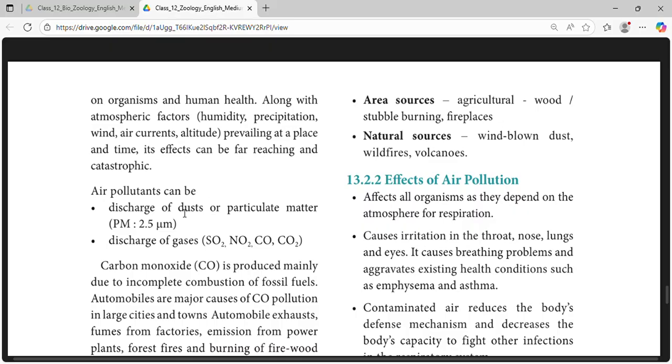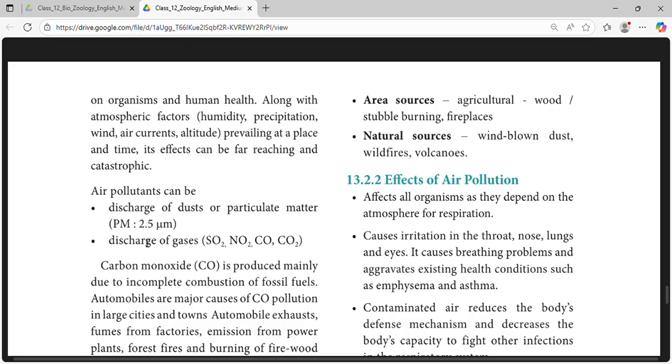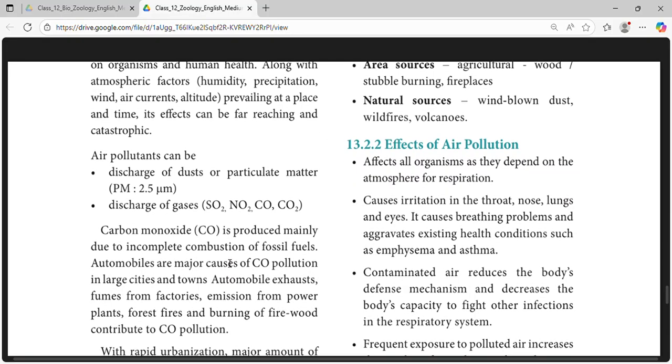Air pollution can be the discharge of dust or particulate matter of 2.5 microns, and the discharge of gases such as SO2, NO2, CO, and CO2.